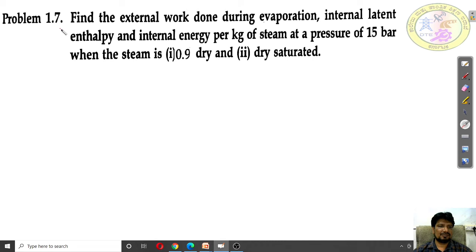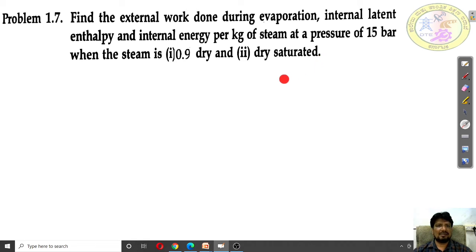Now let us discuss another problem that is given in your book, 1.7. Find the external work done during evaporation, internal latent enthalpy and internal energy per kg of steam at a pressure of 15 bar, when the steam is 0.9 dry and dry saturated.